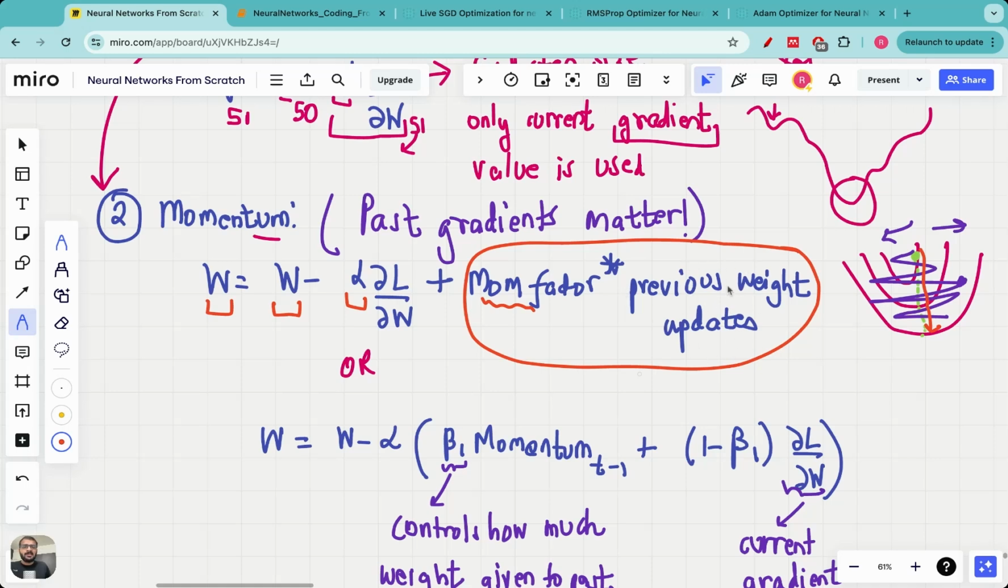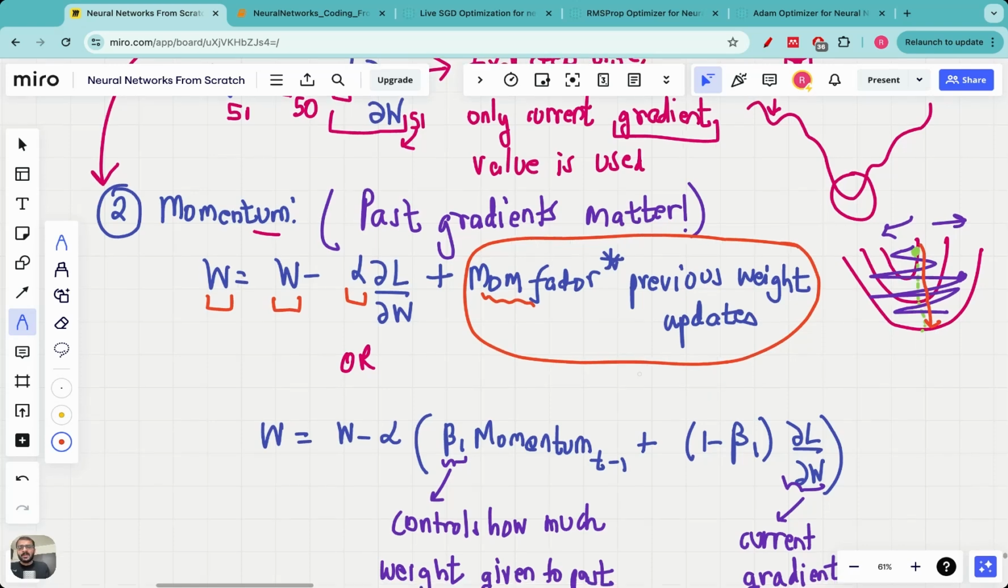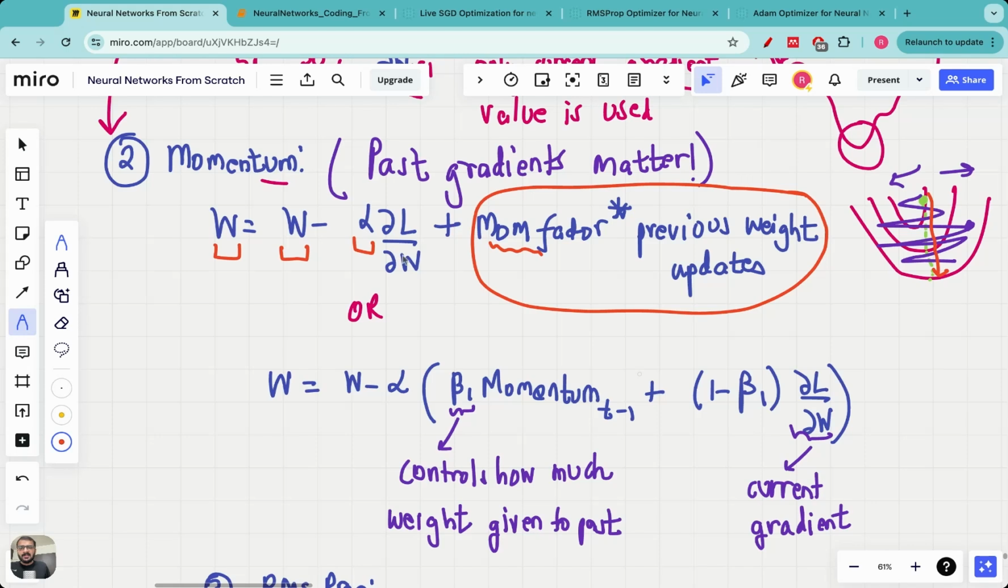So here you can see in this term, the previous weights are also given a lot of importance, or rather I should say the previous gradient values are also given a lot of importance. The current gradient is not the only one which is used. This same formula which I have written over here is also sometimes represented as this formula.